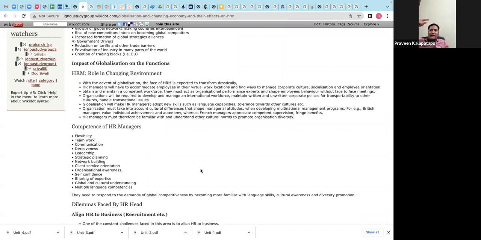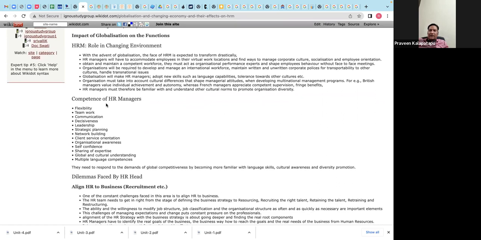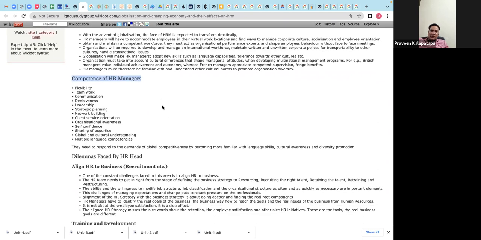So this is the answer for the role of HR in a changing environment. This is once asked in this particular chapter. Okay. So now going into competency of HR managers. They should be flexible, with teamwork, communication, decisiveness, leadership, strategic planning. I think all these points are self-explanatory.